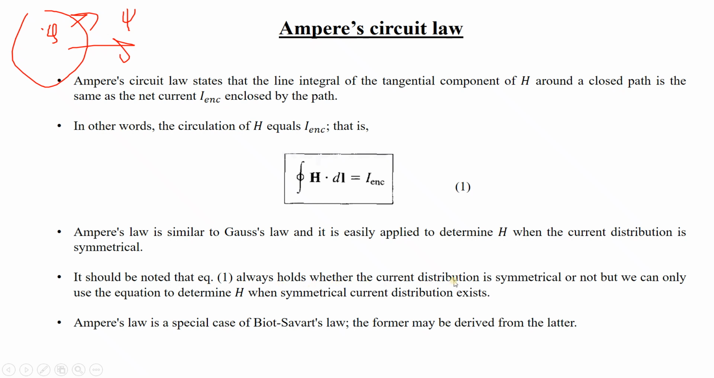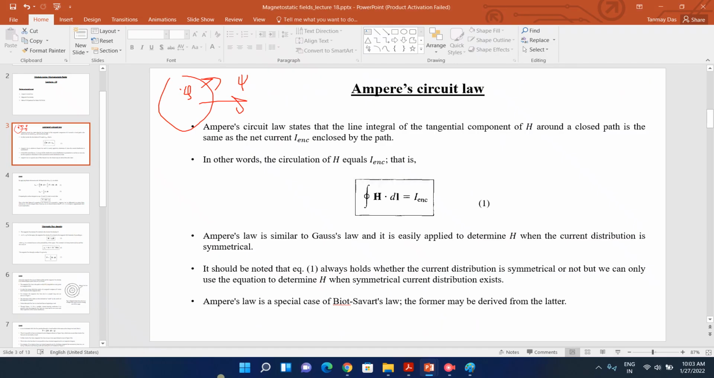It should be noted that equation number 1 always holds whether the current distribution is symmetrical or not. But we can only use the equation to determine H when a symmetrical current distribution exists, because current has to be symmetrical. Obviously in a conductor, current is always observed to be symmetrical. But in any case, if it is not symmetrical, then this relationship cannot be defined. Ampere circuital law is a special case of Biot-Savart law.